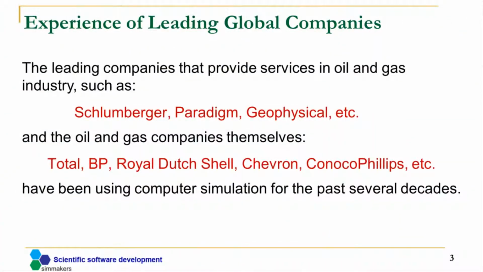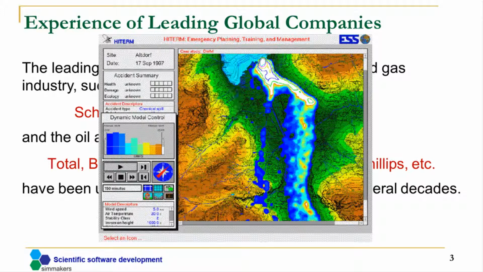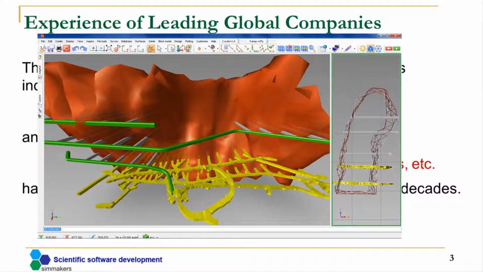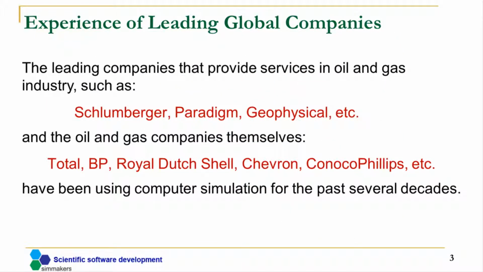If we take a look at the experience of the leading global companies that provide services in the oil and gas industry, as well as the oil and gas companies themselves, we see that these companies have been using computer simulation for the past several decades in order to assess environmental risks. They also use computer simulations directly in their mining operations. In Russia, computer simulation has only recently been applied to this industry.